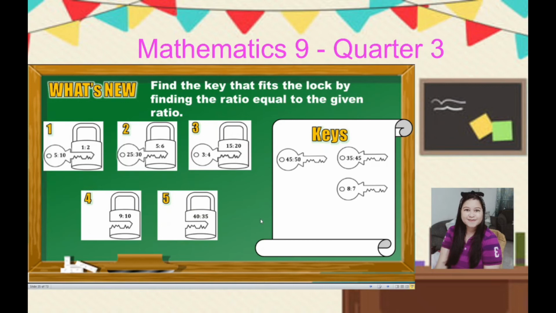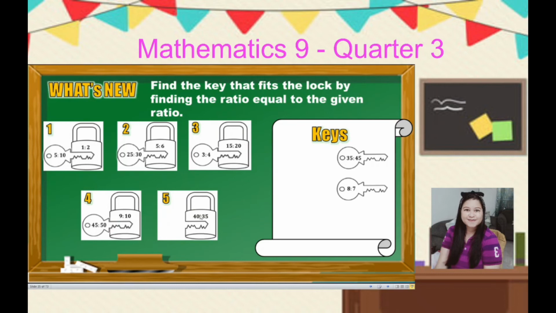How about number 4? 9:10. Kung makikita nyo, simplest form yan. Ano kaya yung pwedeng match na key dyan, given itong tatlo? So, that is 45:50. Very good. Kung makikita nyo po, yung 45 and 50, pag dinivide natin sa 5, we will get 9:10. And the last one, 40:35.